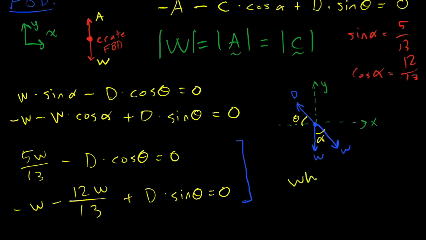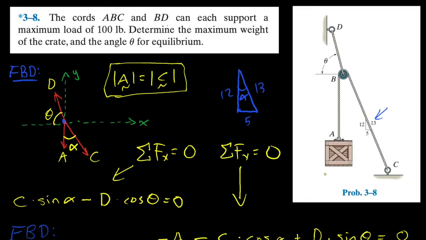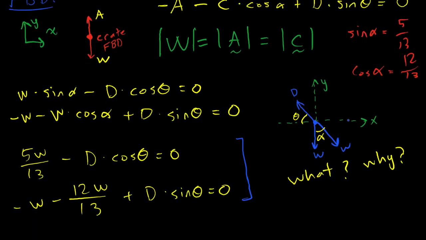So what is the question asking us? Why do we care about this free body diagram? The question is asking us, let's see, if we have a maximum load of 100 pounds on the cords, not the crate, but the cords, determine the maximum weight of the crate, so it wants us to determine the weight of this, and the angle theta for equilibrium. So let's scroll back to our free body diagram. It is asking us to determine W and also to determine theta.